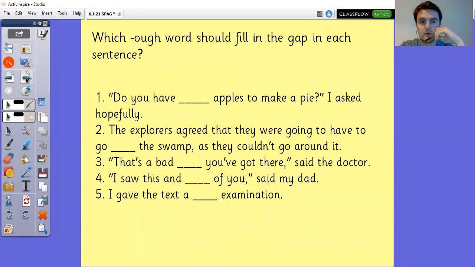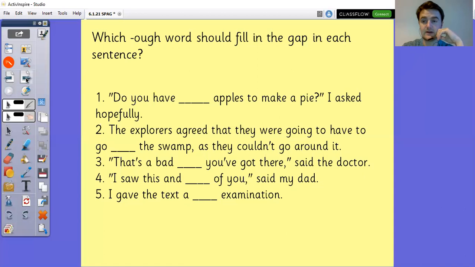So sentence number 1, do you have apples to make a pie? I asked hopefully. What O-U-G-H word could go in there? The explorers agreed that they were going to have to go the swamp as they couldn't go around it. So what O-U-G-H word has to go in there? That's a bad you've got there, said the doctor. What O-U-G-H word can go in there? I saw this and of you, said my dad. What O-U-G-H word can go in there? And I gave the text examination. What O-U-G-H word can go in there? So pause it here and have a go.